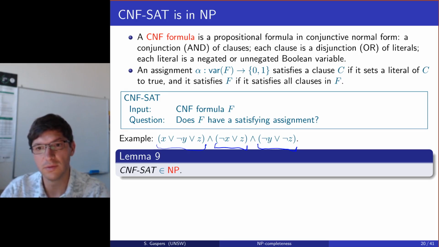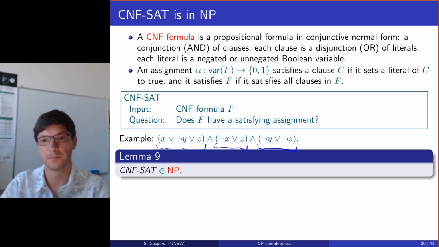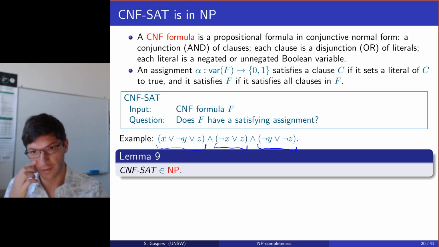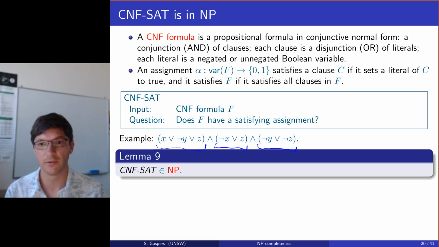Now the only other thing that it needs to do is check that the guesses that it made satisfy the formula. And this is easy to do, right? Maybe not by writing a Turing machine, but since deterministic Turing machines are equivalent to other models of computation, we can easily write a pseudocode algorithm that checks that a given assignment is a satisfying assignment for a given formula. And since we can do this in polynomial time, and since the length of the certificate, so the encoding of such an assignment, is polynomial, we then get that CNF-SAT is in NP.